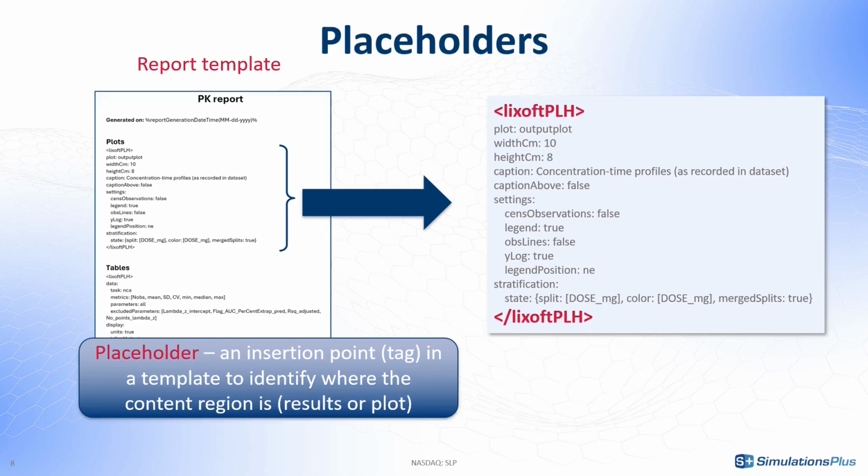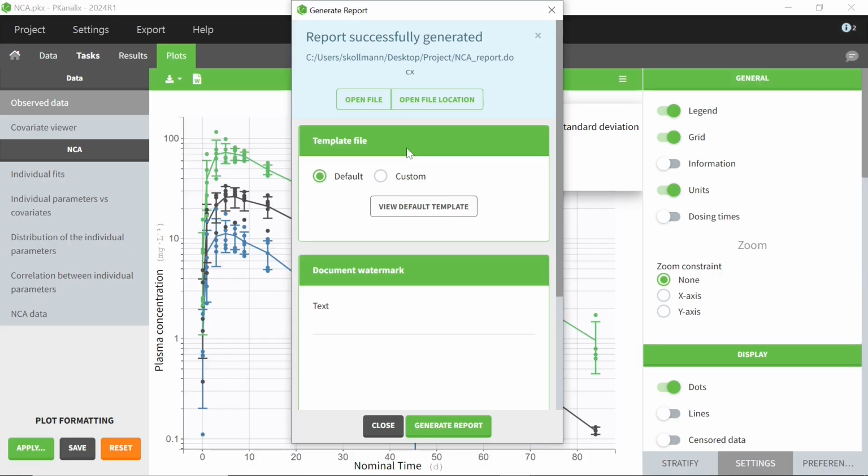The details of each object and its final layout in the report are specified using placeholders. Each placeholder represents one actual object, whose properties are described within the Lixoft PLH tags. When you generate the report, PKanalix replaces the placeholder content with the actual table or plot. A default report also has a template. Let's have a look at it.